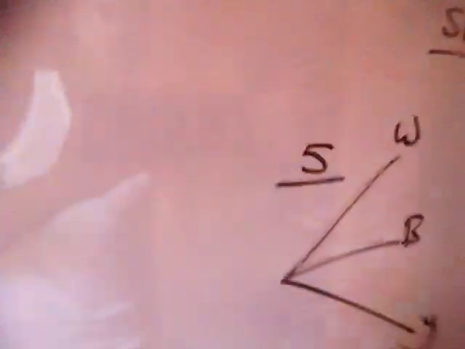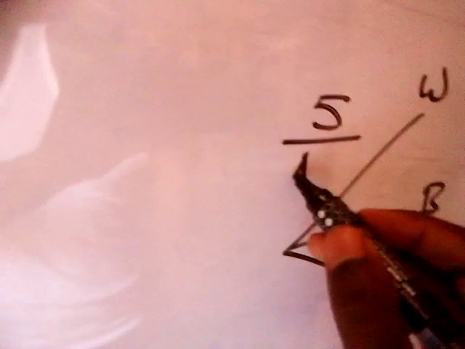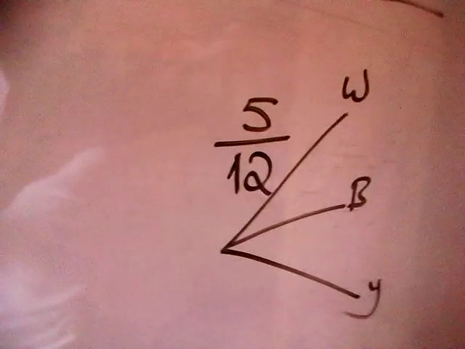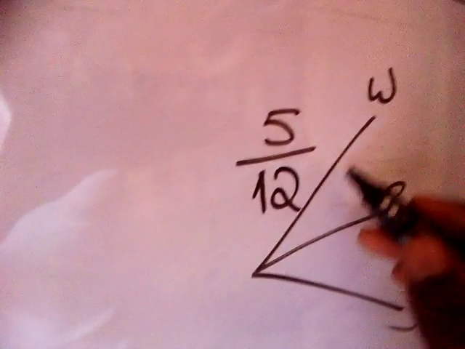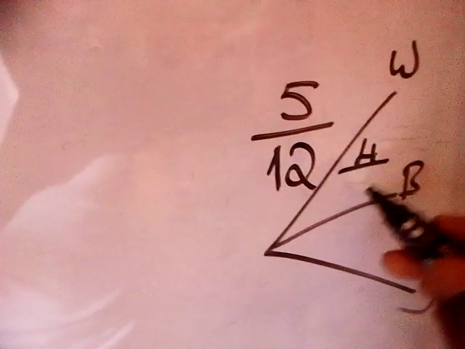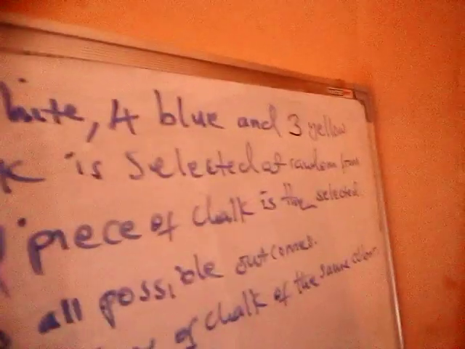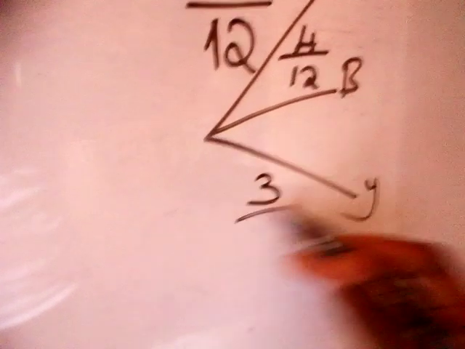So this is 5 out of the total number of pieces of chalk, 12, right? Then the blue were 4, take note. So this will be 4 out of 12. Then the yellow were 3. So this will be 3 out of the total 12.